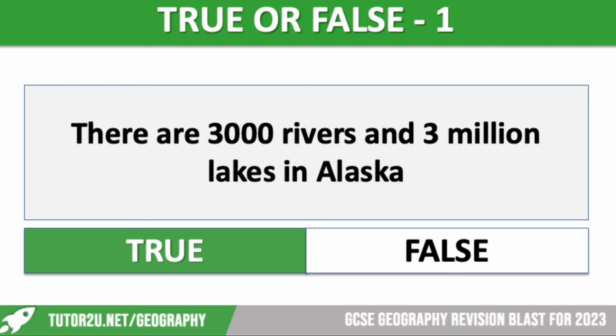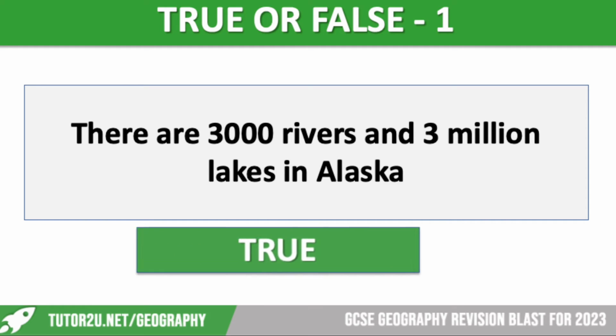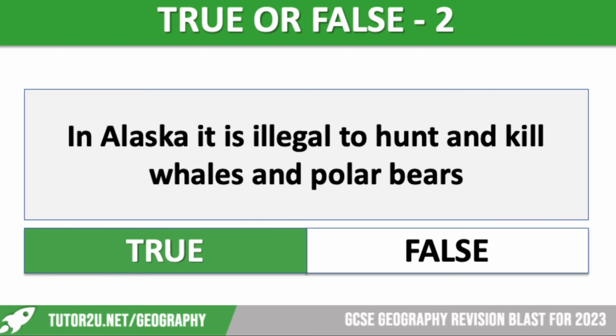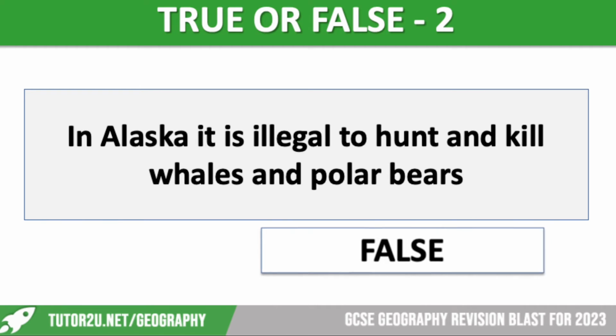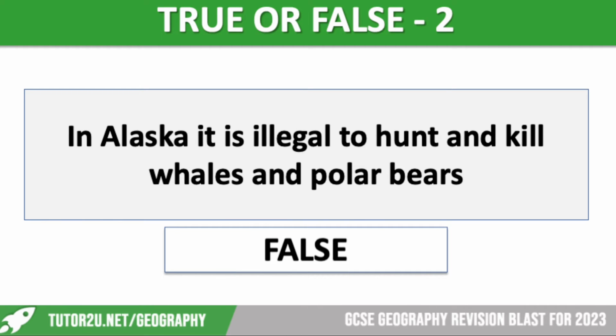So number 1, there are 3,000 rivers and 3 million lakes in Alaska. It sounds impossible, but is it true or false? It is true. Number 2, in Alaska, it is illegal to hunt and kill whales and polar bears. Is this true or false? It's actually false. Some of us might be quite horrified by that.